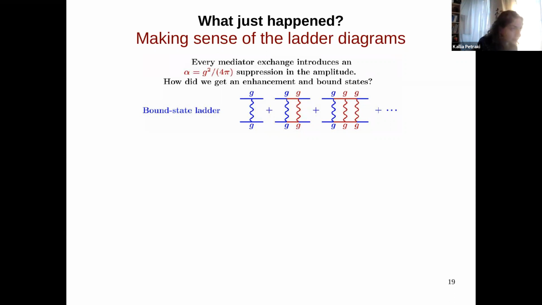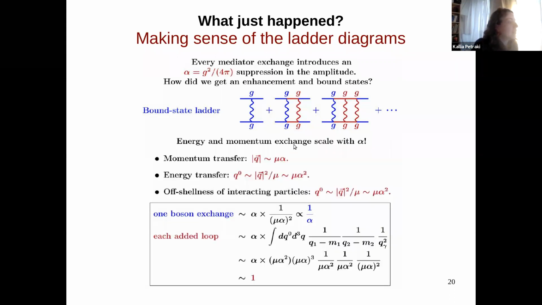In calculating these diagrams, we have to integrate over the loop momentum. And within the whole integration region, the momenta that contribute the most are the momenta that scale with the coupling itself. So the region of momenta that contributes the most is when the momentum transfer is of the order of the reduced mass times alpha. Alpha here is g squared over 4 pi. And the energy transfer is the free momentum squared over the reduced mass, so it scales as alpha squared. In this regime, the interacting particles are nearly on shell. They are off shell only by a small amount of energy, and this energy again scales with alpha squared.